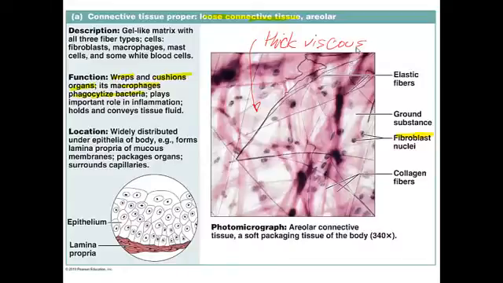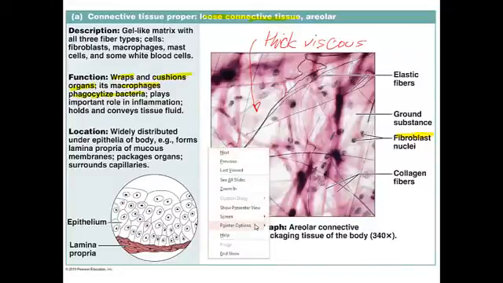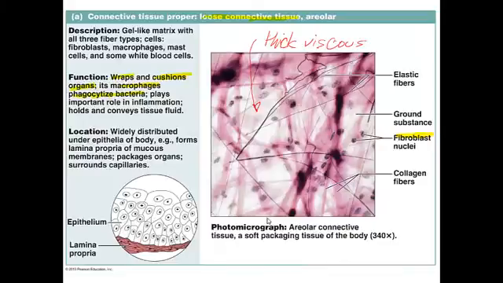So the best way that you can think of this particular type of tissue is you can think of it kind of like universal packing material. I like to describe it kind of like bubble wrap. It's going to package organs, it's going to surround capillaries, and you can also see that it's going to be located deep to epithelium. And when it's deep to epithelium, it's going to form what's called the proper layer. It's described as the lamina propria.